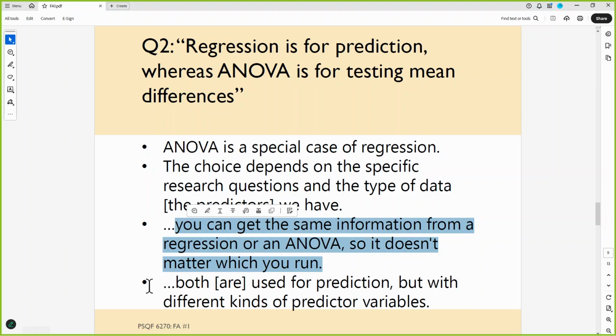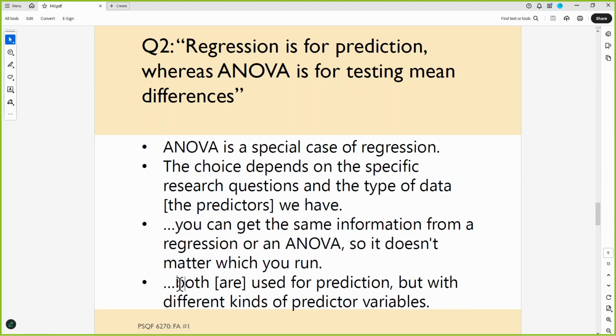That's my point. Finally, Lisa's comments. Thank you, Lisa. Both are used for prediction, but with different kinds of predictor variables. Questions? Something that you would like to hear again? For this one? Okay, so we can go to the next one.